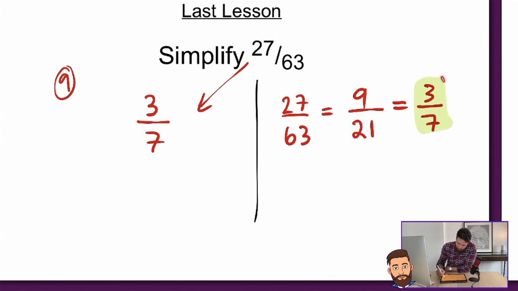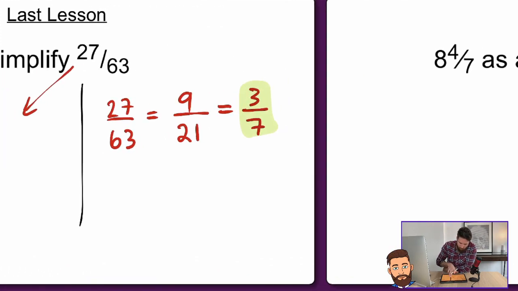We got the same answer, but as you can see, if you can find the biggest factor that goes into the two numbers, numerator and denominator, you get the same answer a lot quicker. So knowing your times tables is really useful.